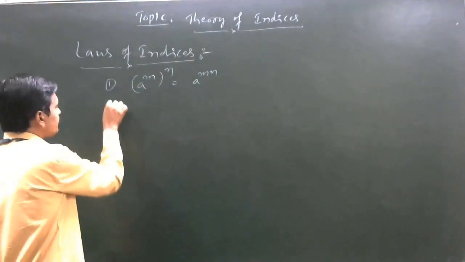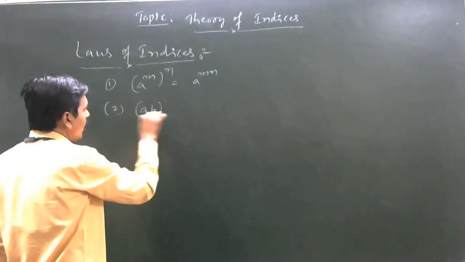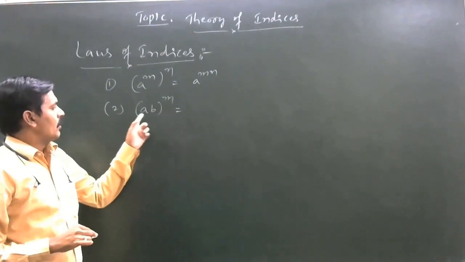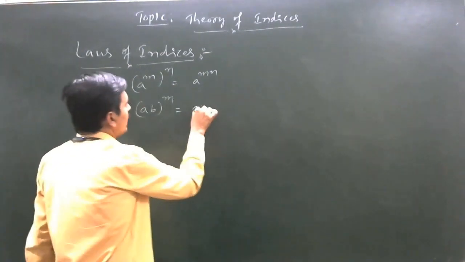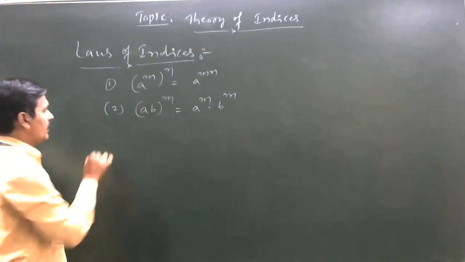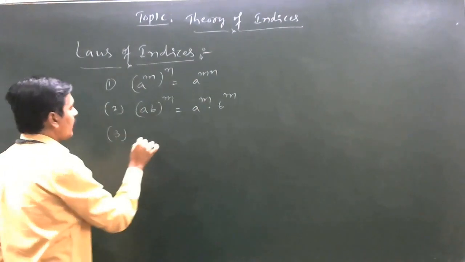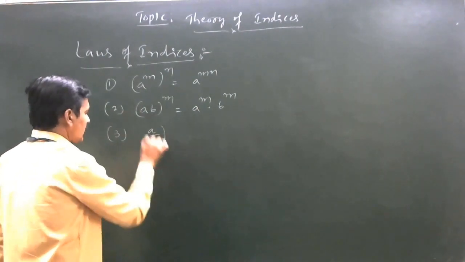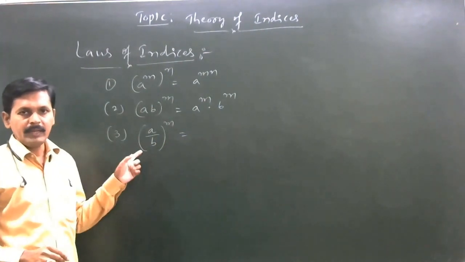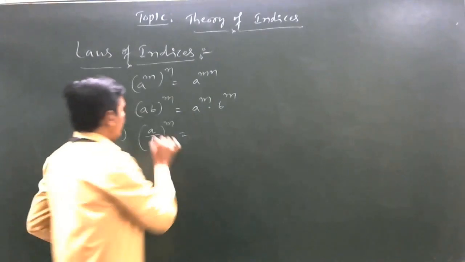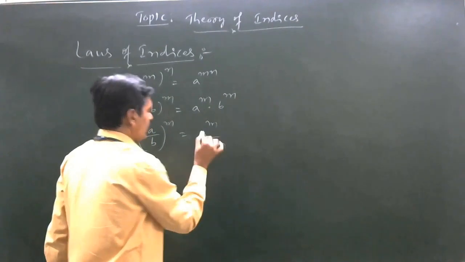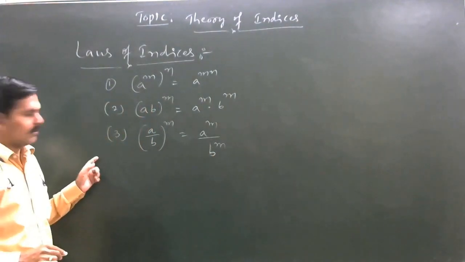Next, the second law is ab whole power m. ab whole power m is a power m into b power m. The third law is a divided by b whole power m. Here a divided by b whole power m means a power m divided by b power m.